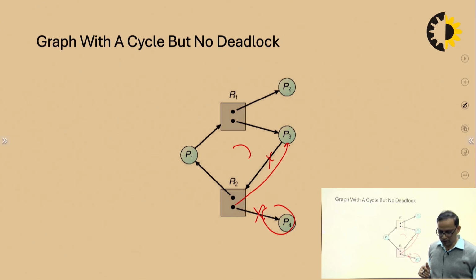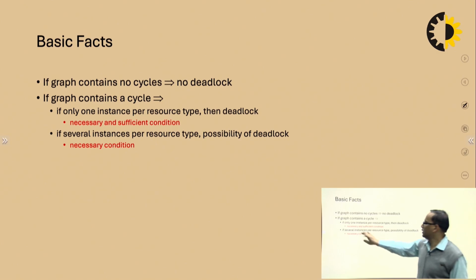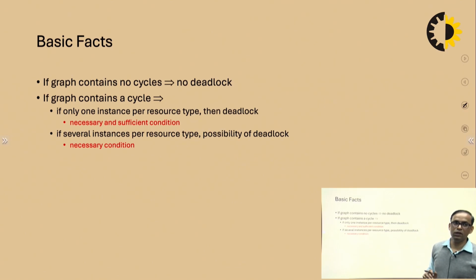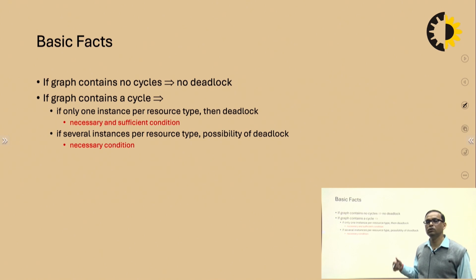So what is the conclusion? Conclusion is that if there is one instance per resource type, then the existence of a cycle is sufficient to say that there is deadlock in the system. But if there are multiple instances of a resource type, then deadlock may or may not be possible. Okay, this is not a sufficient condition. In that case, we have to further check the status of the multiple instances of the different resource types to state whether there is deadlock in the system or not.